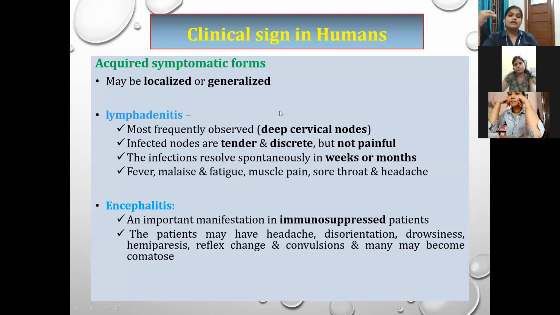In the acquired symptomatic form, mainly it will develop lymphadenitis, and mainly it affects the cervical lymph nodes, and it will lead to fever, malaise, fatigue, muscle pain, sore throat, all types of symptoms you can observe. At the same time, you can also observe encephalitis. This condition is more common in immunocompromised or immunosuppressed patients. In those patients, you can observe symptoms of headache, disorientation, drowsiness, means all types of nervous signs. So this is the acquired symptomatic form.